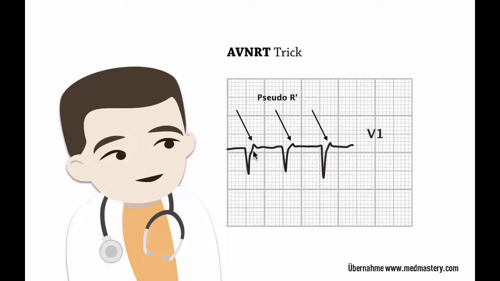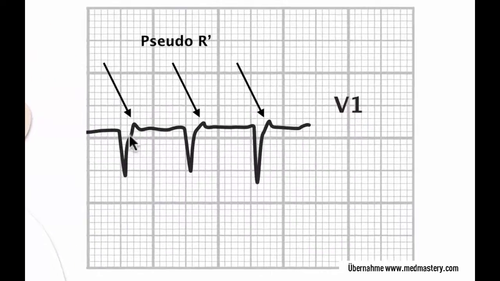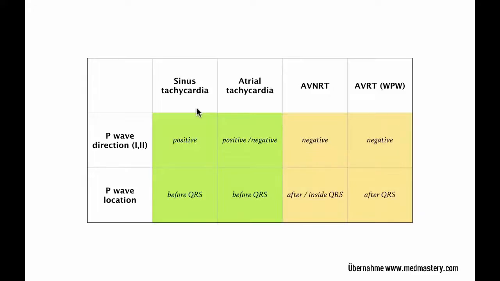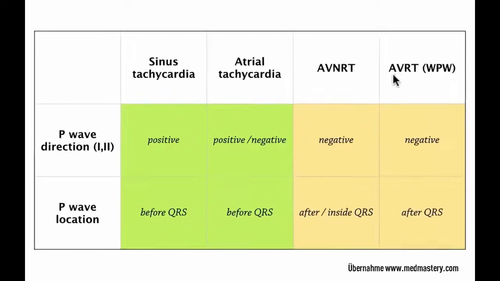What you have to do is to look for a pseudo R prime when you suspect AV-nRT with a hidden P wave. And that's what the pseudo R prime looks like. If you see something like this, a little knob at the end of the QRS, then that could be a pseudo R prime, which would be a sign for the presence of AV-nRT. So by now we can already differentiate between sinus tachycardia, atrial tachycardia, AV-nRT and AVRT. Let's try to differentiate between those two entities and those two entities first.